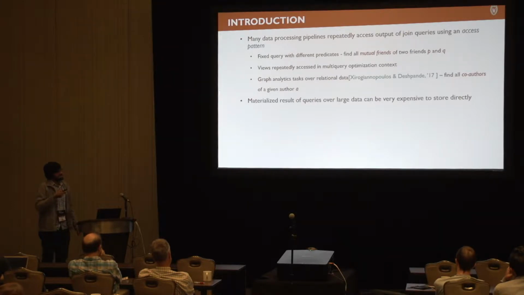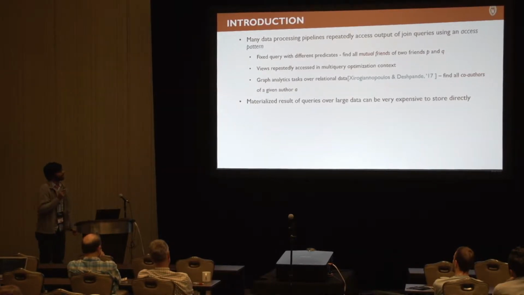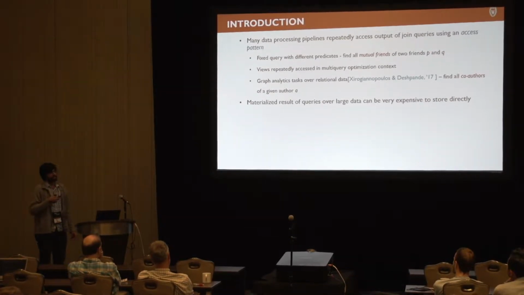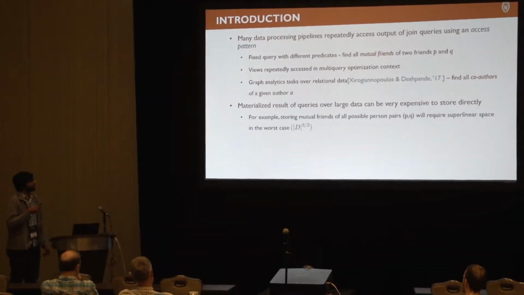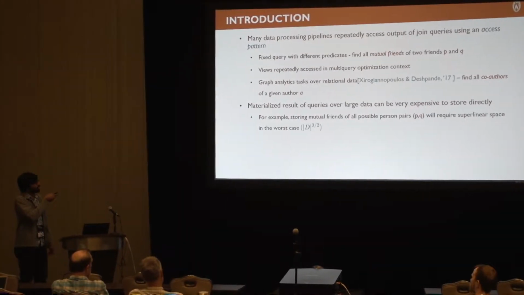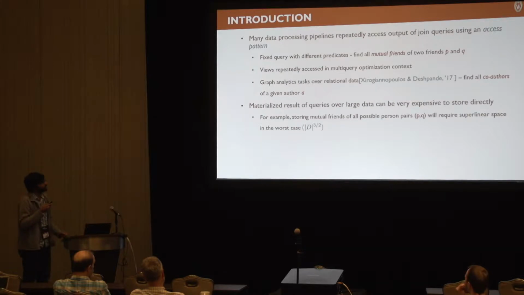In all of these cases, if you want to answer these queries fast, you can materialize the answer to these queries ahead of time. But materializing and storing the answers can be very expensive to store and compute directly. For example, if we have our mutual friend query, which is essentially a triangle query, if you store the answer for all possible input PQ pairs, you will require D to the 3/2 space in the worst case.